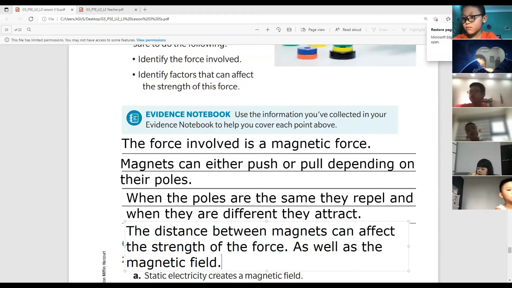Okay, so this is Mr. Connor's answer. They can push or pull on each other depending on their poles. When the poles are the same, they repel, and when they are different, they attract. The distance between the magnets can affect the strength of the force as well as the magnetic field.